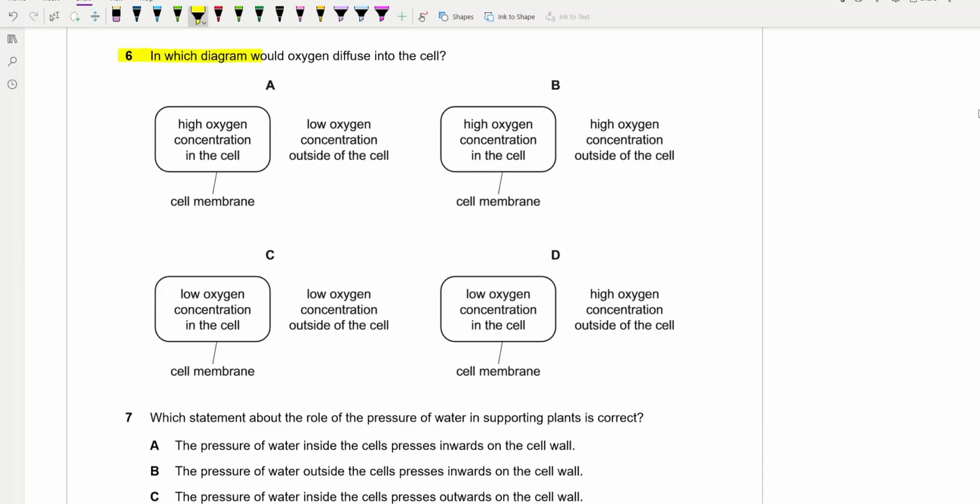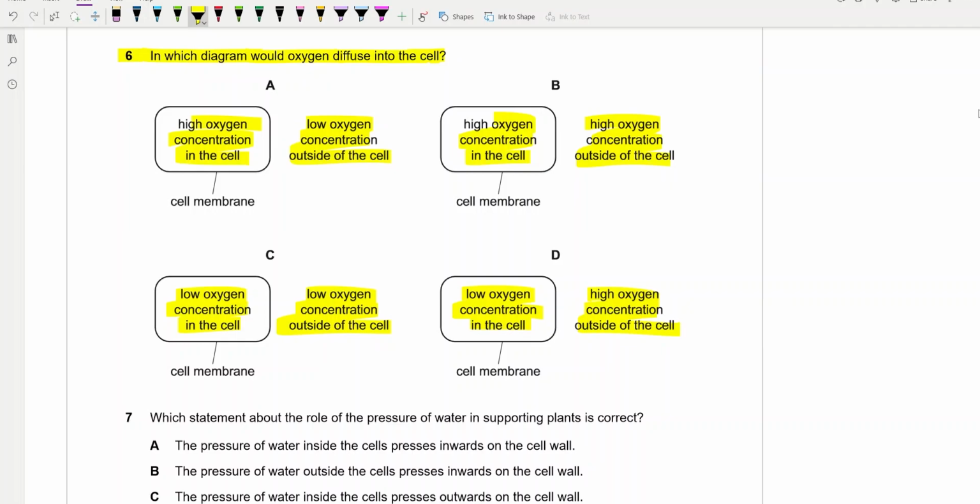Question number 6. In which diagram would oxygen diffuse into the cell? Option A says high concentration of oxygen inside the cell, low concentration outside the cell. Option B says high concentration inside the cell and high concentration outside the cell. Option C says low concentration inside the cell, low concentration outside the cell. Option D says low concentration inside the cell and high concentration outside the cell.